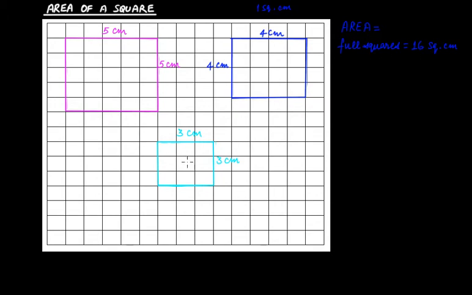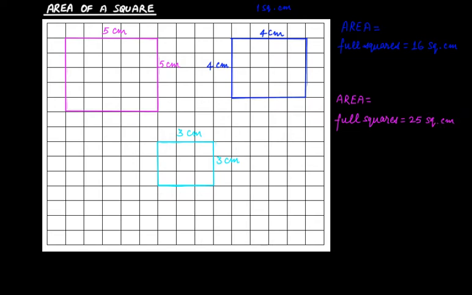Now look at this one. Here we have 5 centimeter as the length and 5 centimeter as the breadth. In order to calculate the area for this one, how many full squares do we have here? We have 1, 2, 3, 4, 5. So 5 here, 5 here, 5 here, 5 here, and 5 here. So 5, 10, 15, 20, and 25. We have 25. Since 1 square is of area 1 square centimeter, therefore 25 full squares will cover 25 square centimeter, right?